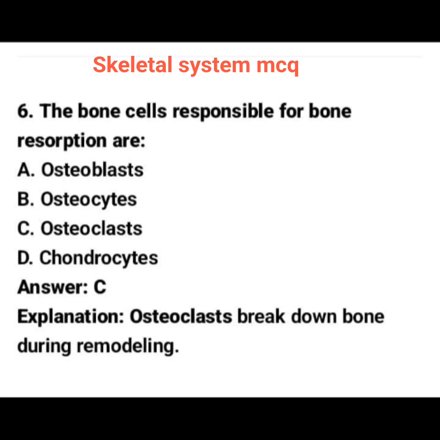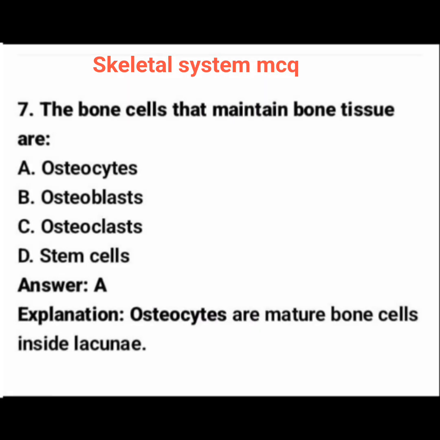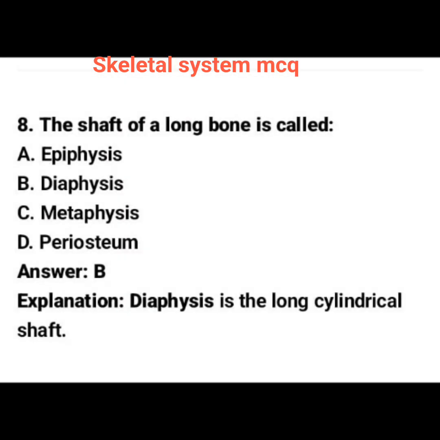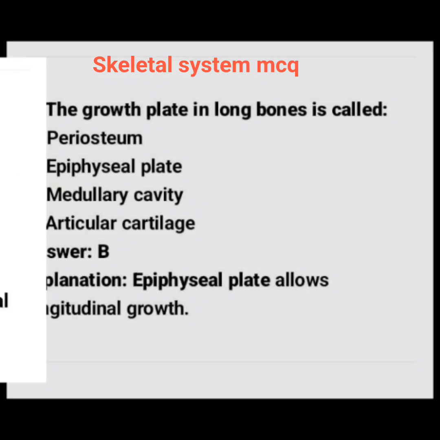The bone cells responsible for resorption are osteoclasts. Osteoclasts break down bone during remodeling. The bone cells that maintain bone tissue are osteocytes. Osteocytes are mature bone cells inside lacunae. The shaft of a long bone is called diaphysis. Diaphysis is the long cylindrical shaft.